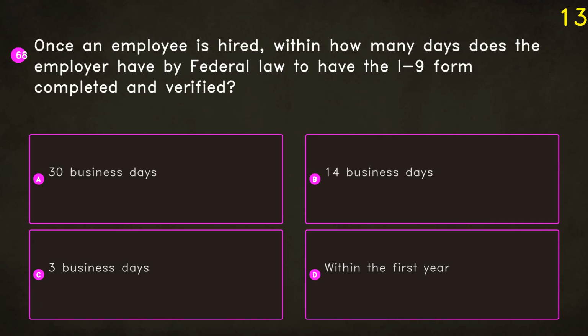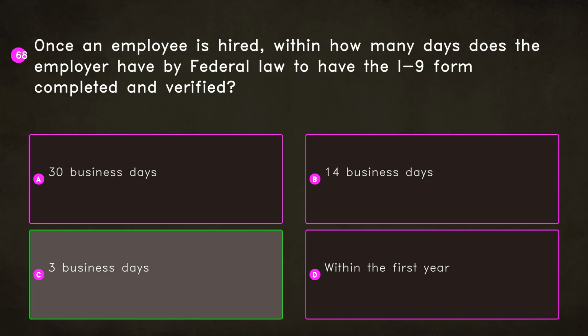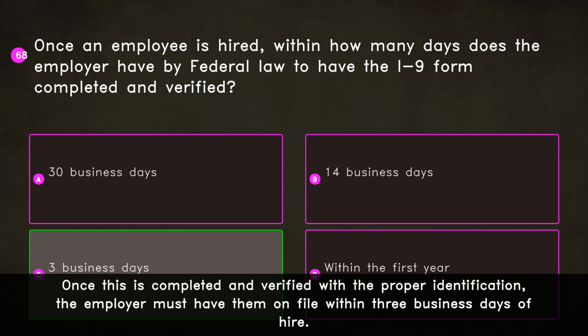Question 68. Once an employee is hired, within how many days does the employer have by federal law to have the I-9 form completed and verified? A. 30 business days. B. 14 business days. C. 3 business days. D. Within the first year. The correct answer is 3 business days. Once this is completed and verified with the proper identification, the employer must have them on file within 3 business days of hire.